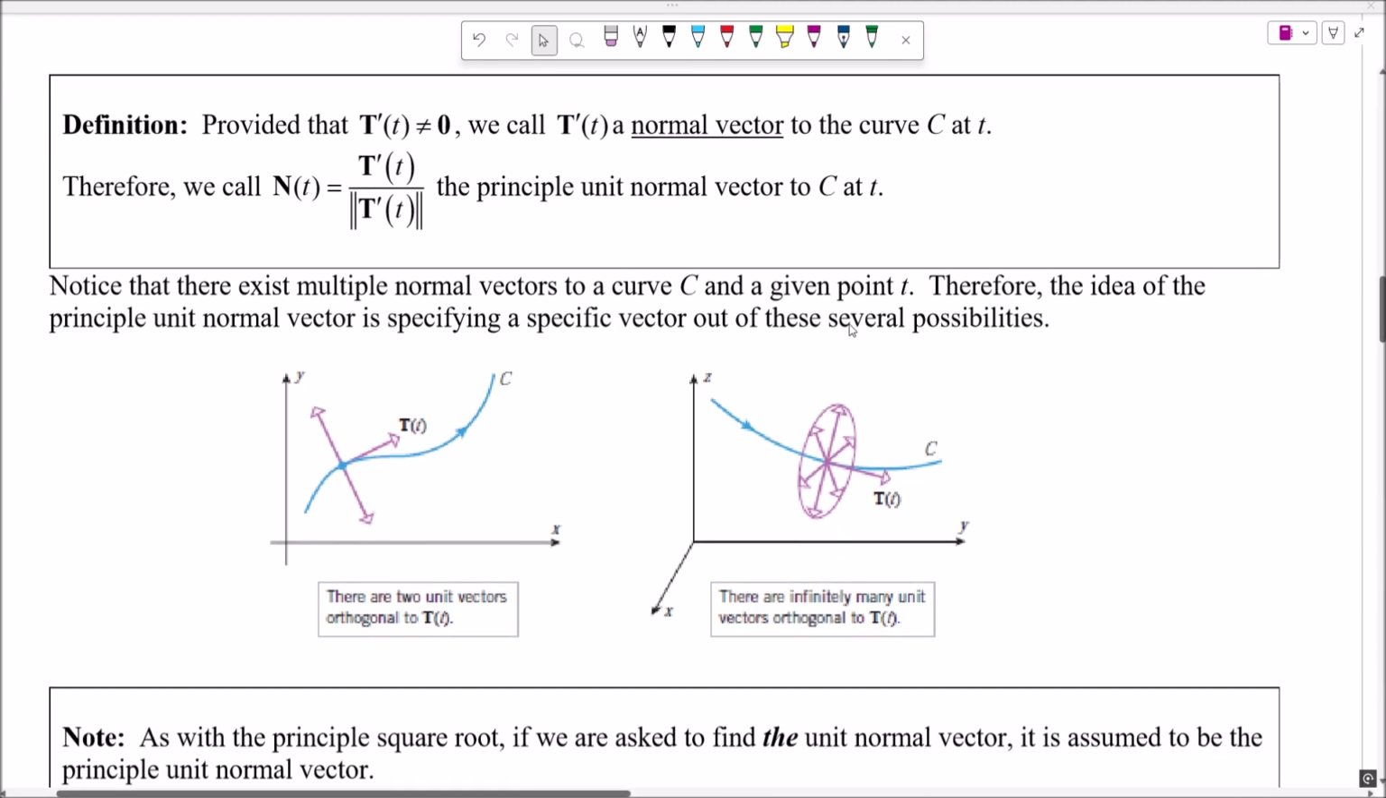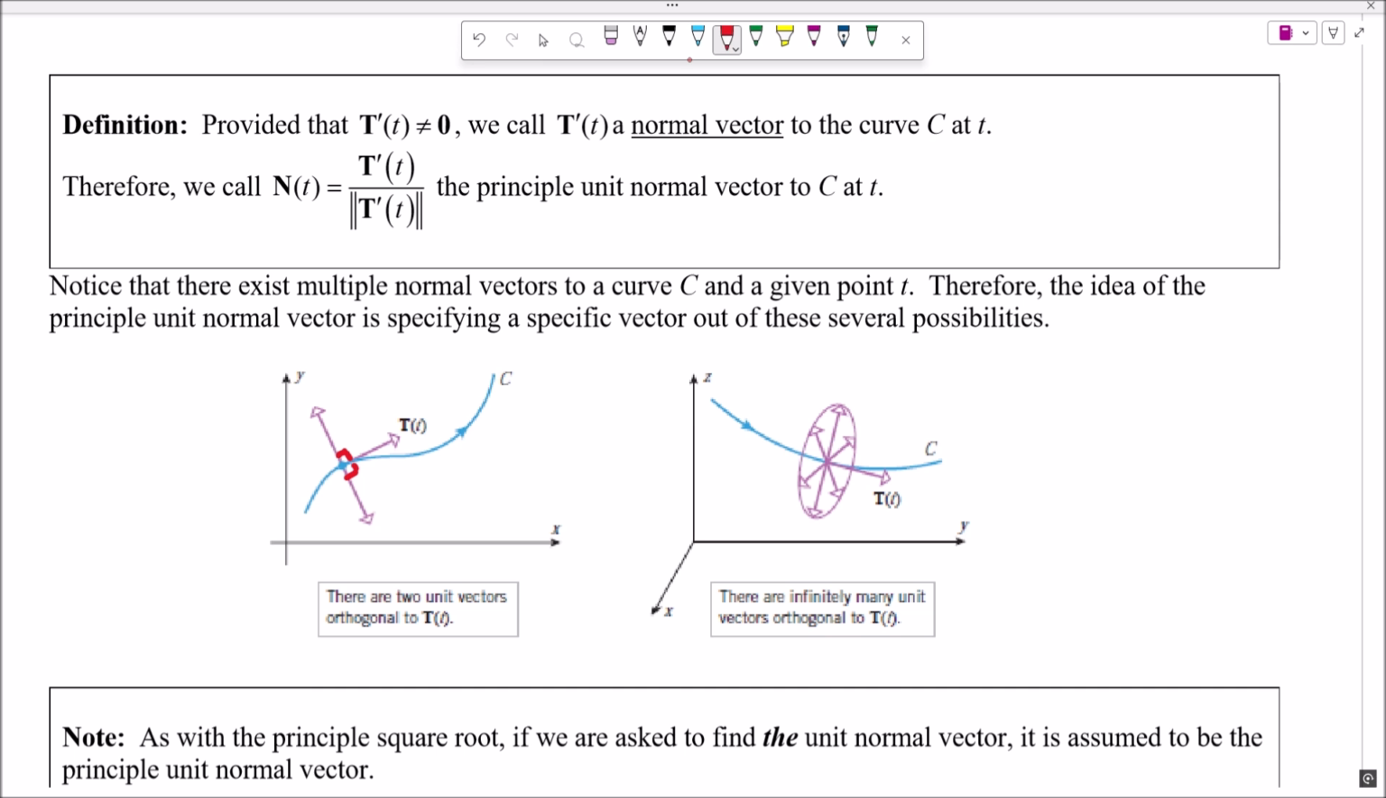Okay, so here's the general idea. Think about if I was working with this in 2-space. So imagine I have this curve here in 2-space, C, and I stop at this point right here, and I could measure out my T of t, my unit vector. Well, I know that the normal vector that I could create would have to be orthogonal to it. However, if I look here in the picture, I could see that there are actually two different vectors that I could draw that would be orthogonal.